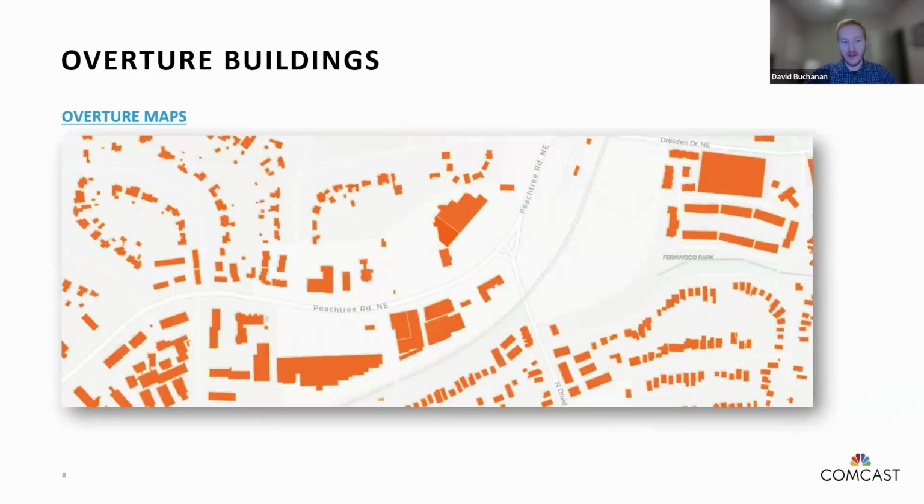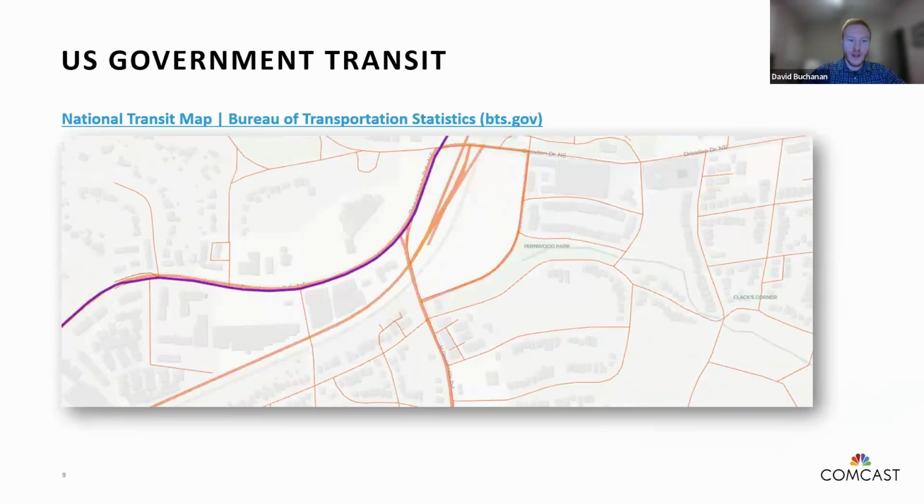The next one, the Overture buildings data set. So we go back to the signal obstructions. Is an end user inside of a building or are they not? This data set's fantastic. We have U.S. government transit. So, where are the trains? Where are the bus routes? How are these potential users interacting with these shapes?